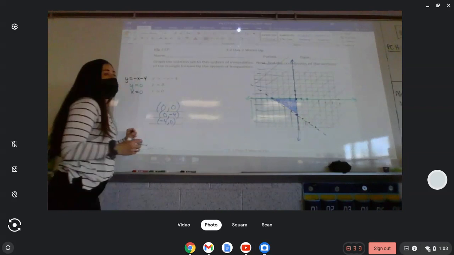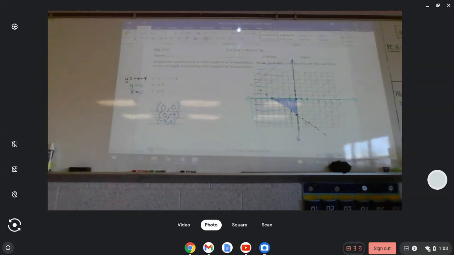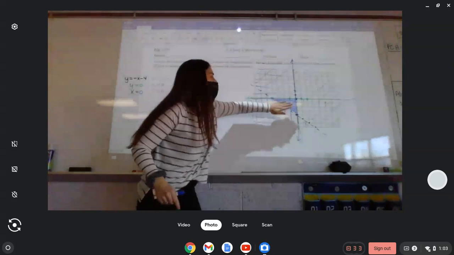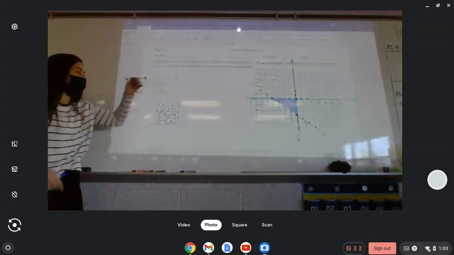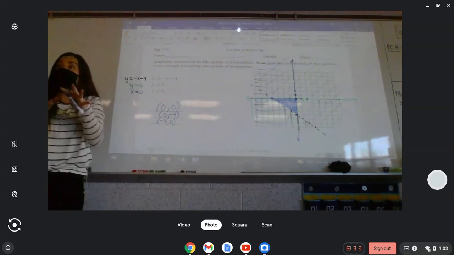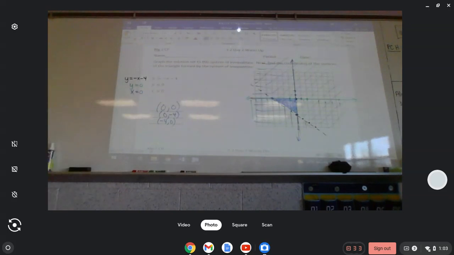Beautiful. Well, technically, the answer is that right here. These are the ordered pairs that will make all three of these inequalities true. This isn't the answer to the system at all. It's just a bonus question they asked you. It has nothing to do with the actual solutions to the system.